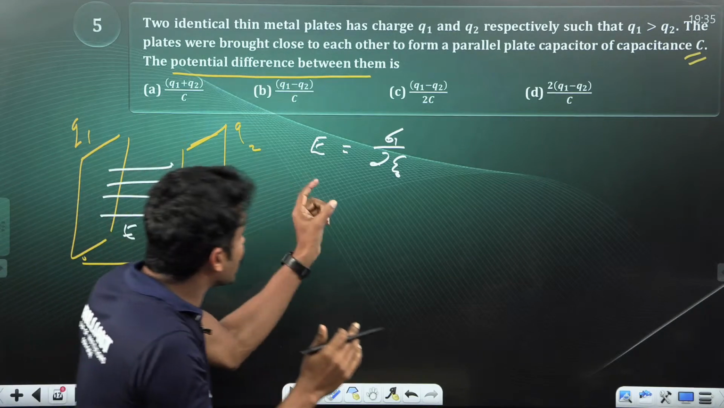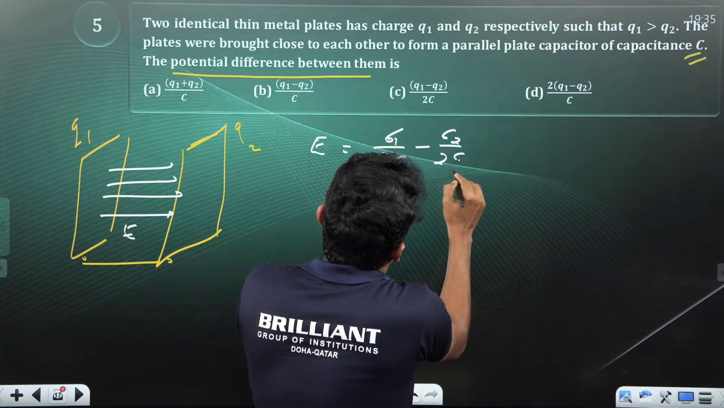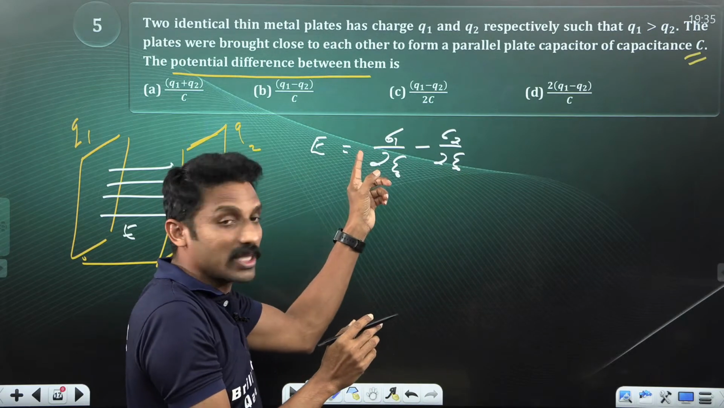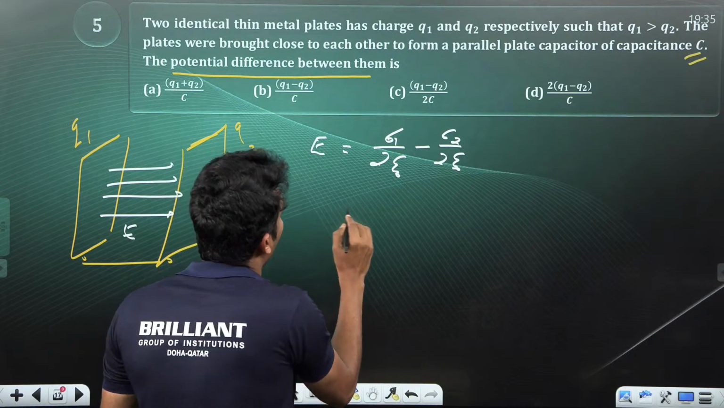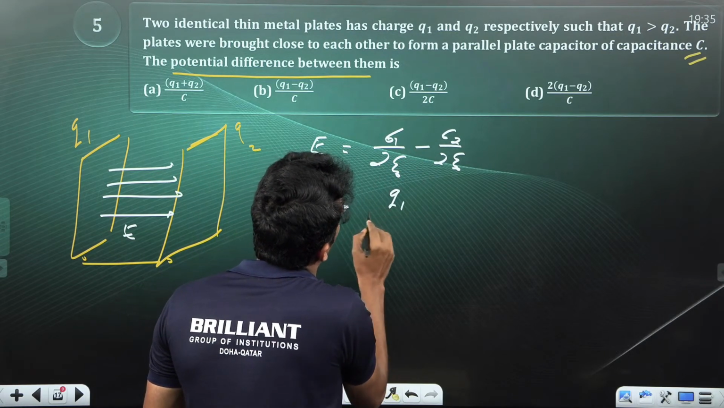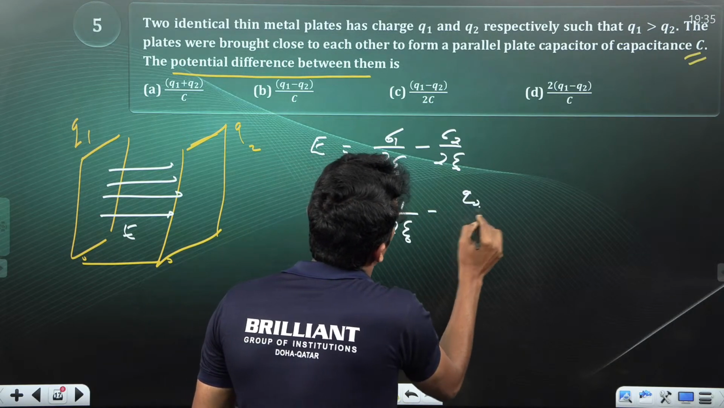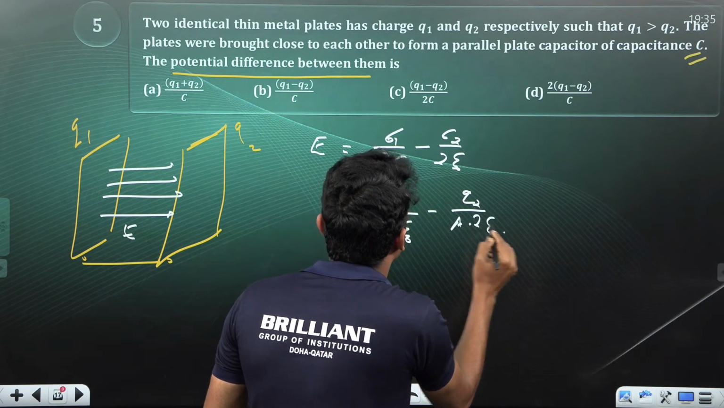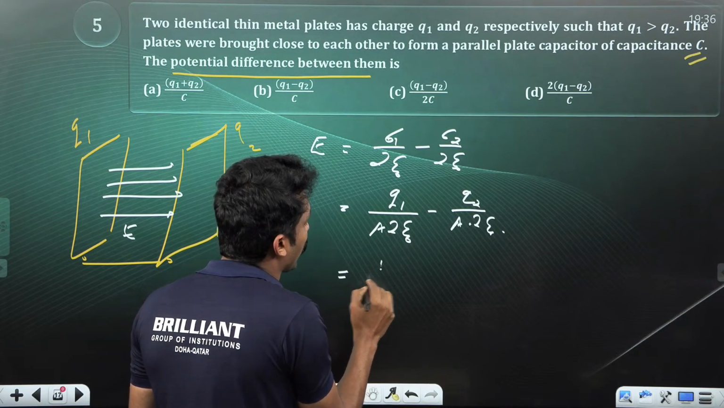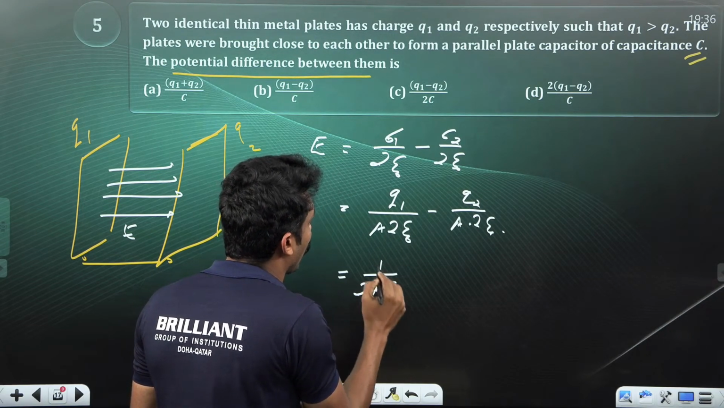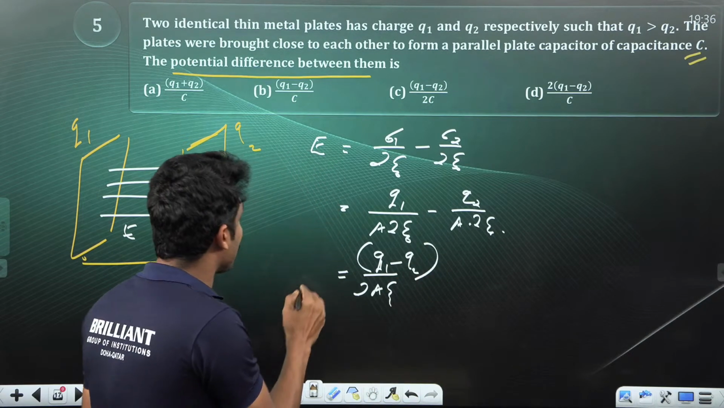Then this net field is sigma 1 by 2 epsilon 0 minus sigma 2 divided by 2 epsilon 0, isn't it? Because field is a vector quantity, one is positive, the other negative. And we have sigma 1 is Q1 divided by A, then 2 epsilon 0, minus Q2 divided by A, 2 epsilon 0, isn't it? Now this field value, 1 by 2A epsilon 0 is common, then Q1 minus Q2 is in the numerator. This is the field value.